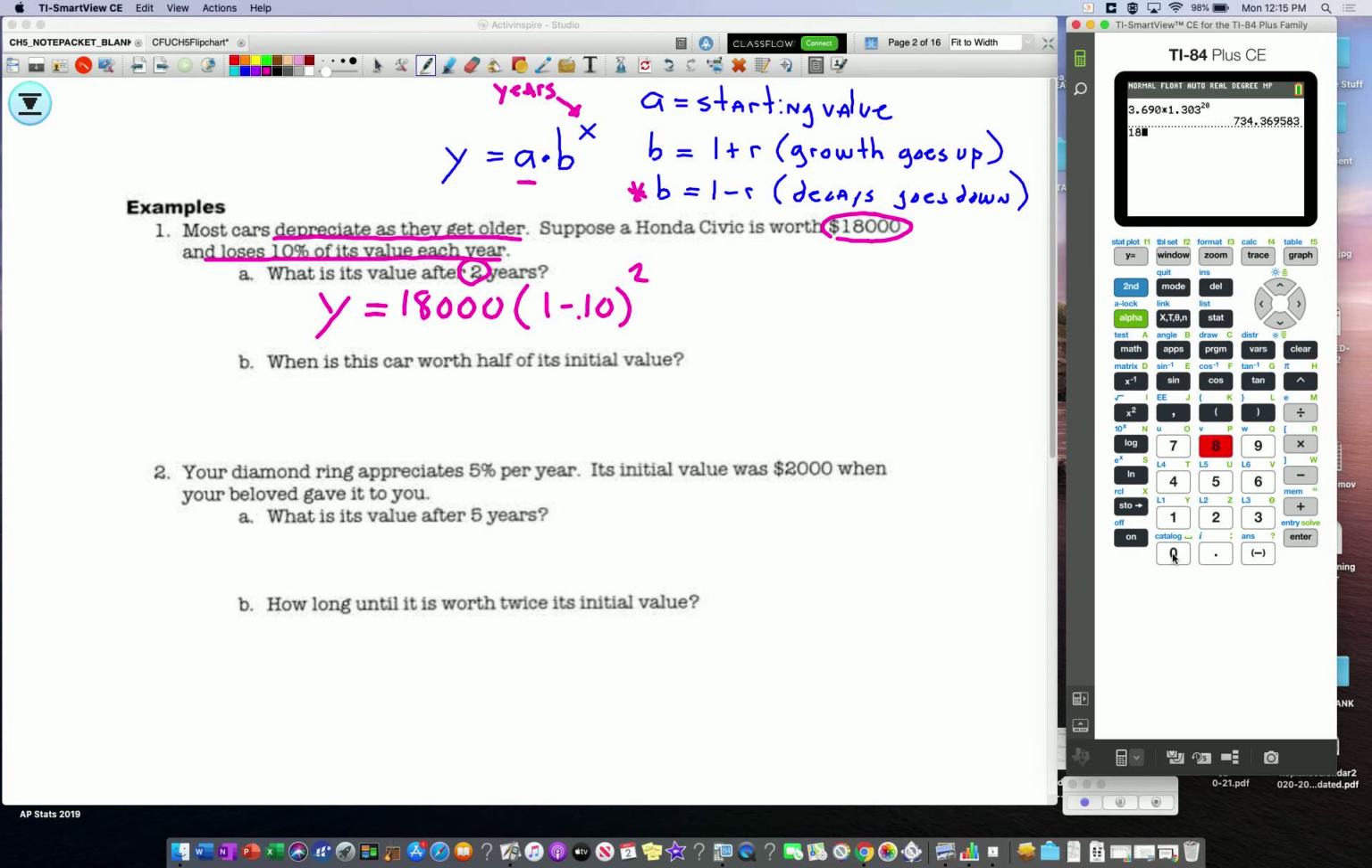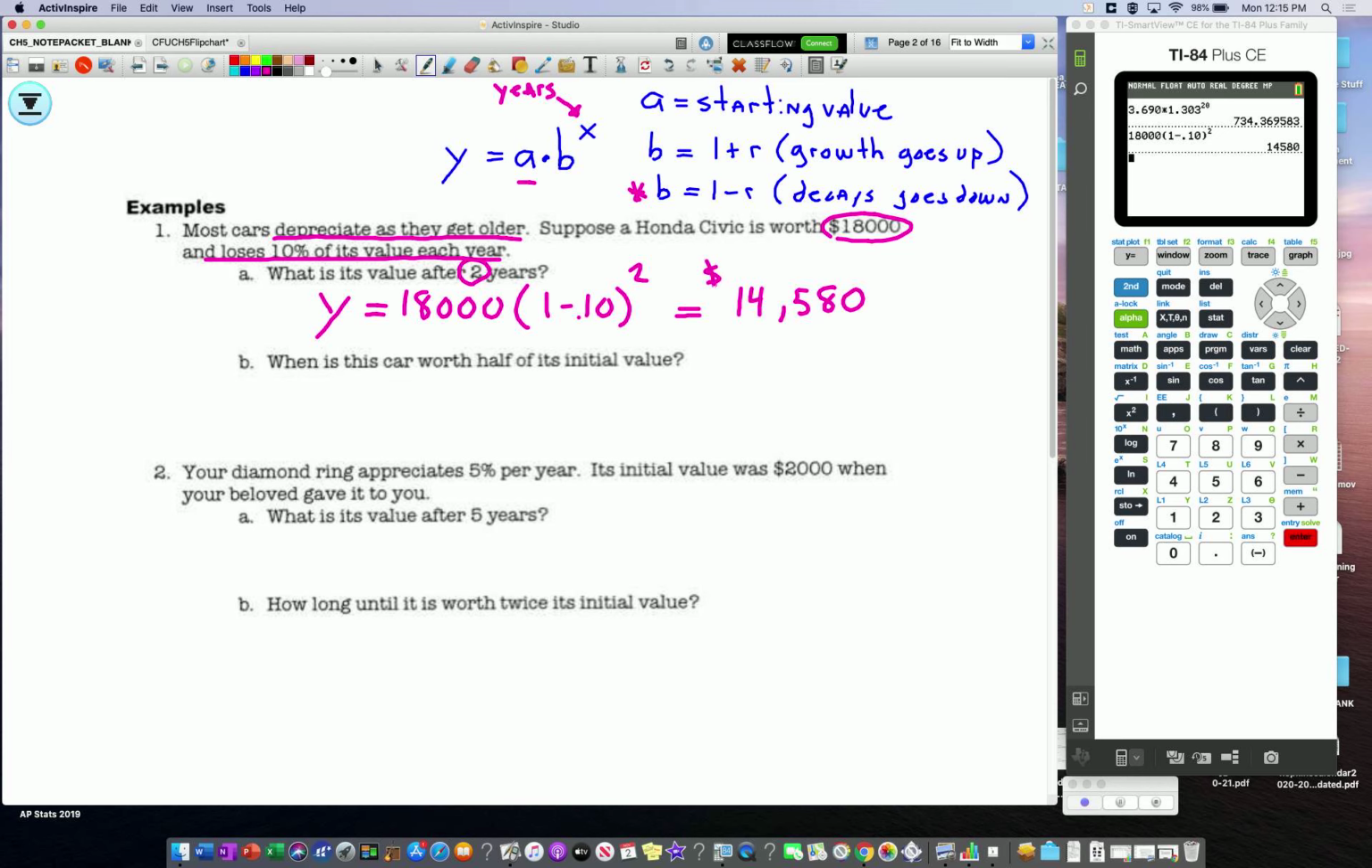So 18,000 parentheses 1 minus 0.10 close parentheses, raise it to the second power, and we get the car's value after 2 years will be $14,580.